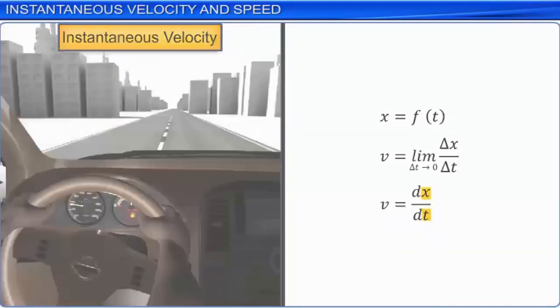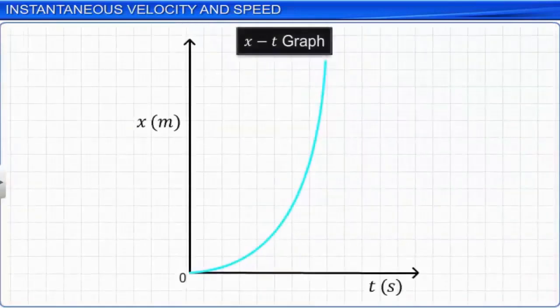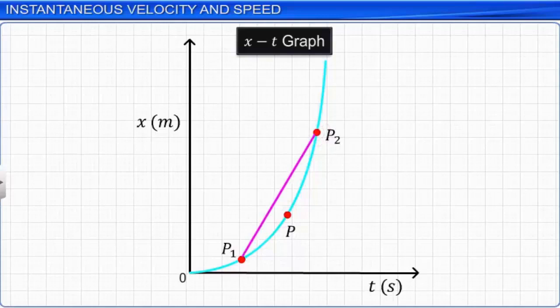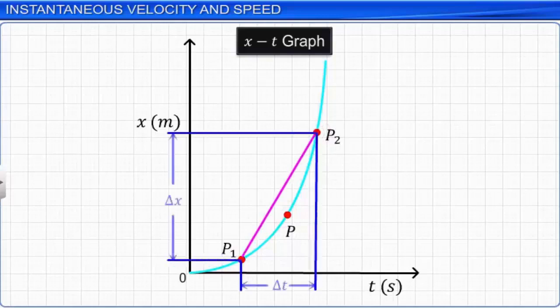Let's understand how to calculate instantaneous velocity using an xt graph. We first mark a point P on the graph at which the instantaneous velocity of the body has to be found. We mark 2 points P1 and P2 on either side of P. Join points P1 and P2. Find delta t and delta x.